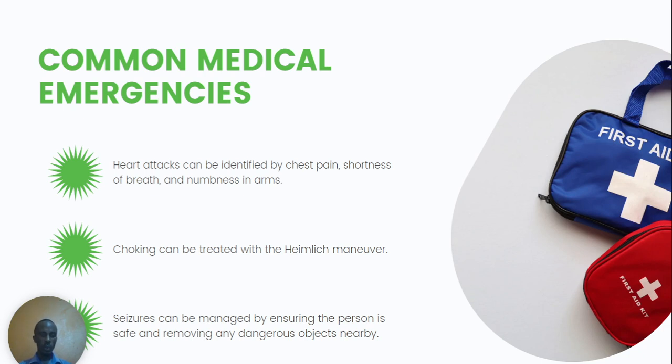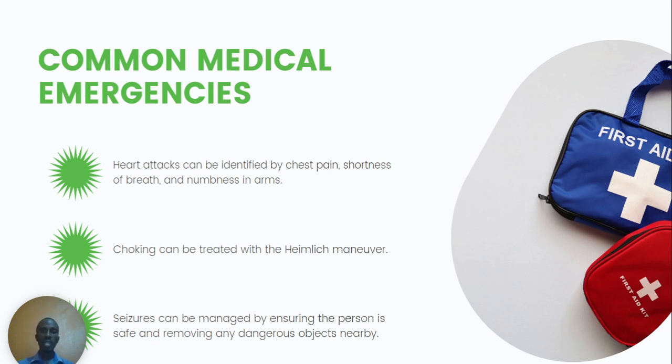So when you hold above, you hold your fist with another hand above the navel, above the umbilicus of the victim. You bend them forward and then you push inwards and upwards. Then you're able to create that pressure in the airway, which can dislodge this choking material, which could be food or anything that is choking this individual. And that is what we are calling the Heimlich maneuver. So knowing some of those first aid techniques will help you to mitigate or to save a life during an emergency.